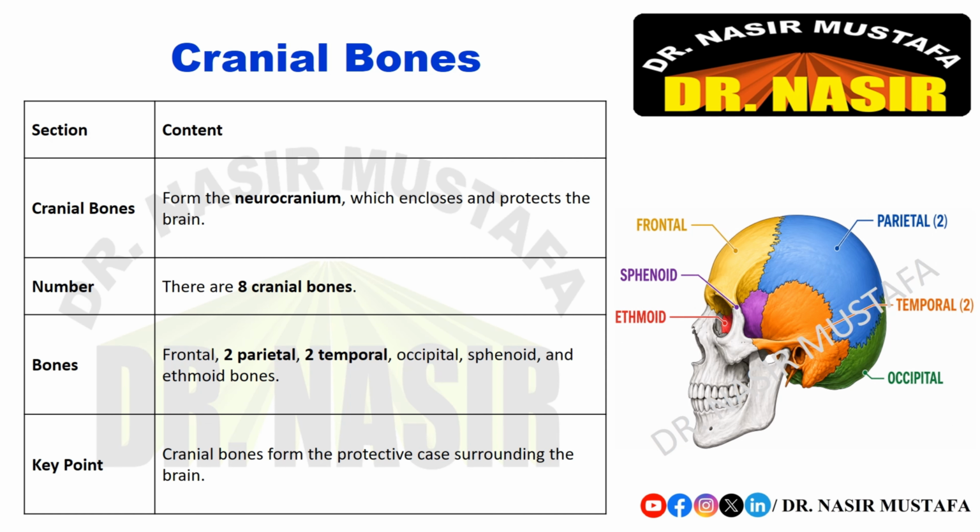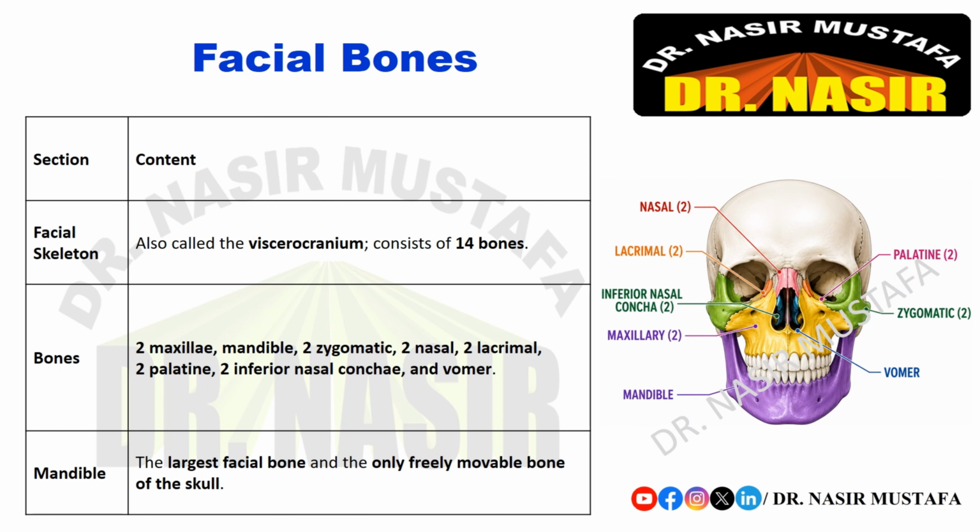Cranial bones. The cranial bones form the neurocranium, which encloses and protects the brain. The 8 cranial bones are frontal bone, 2 parietal bones, 2 temporal bones, occipital bone, sphenoid bone, ethmoid bone. A useful way to remember this group is to recognize that the cranial bones form the protective case surrounding the brain.